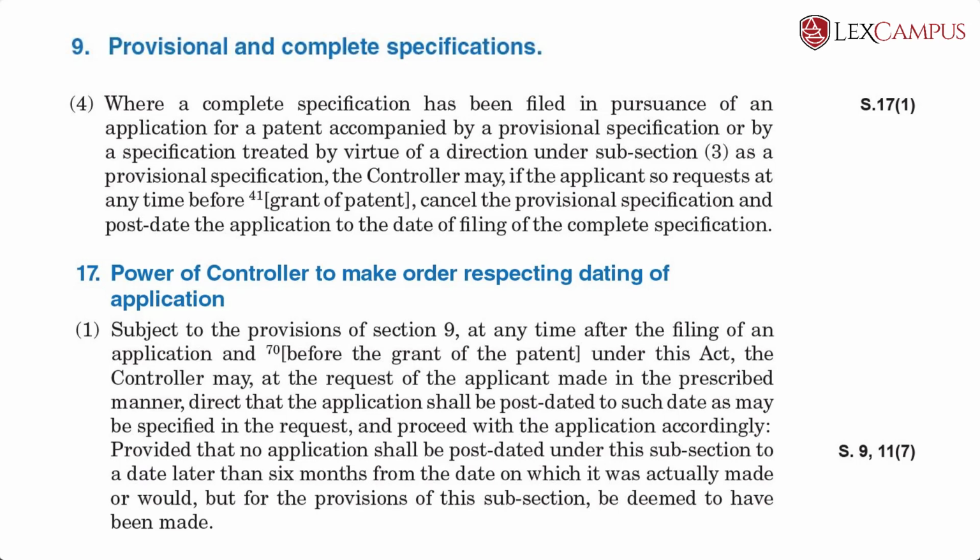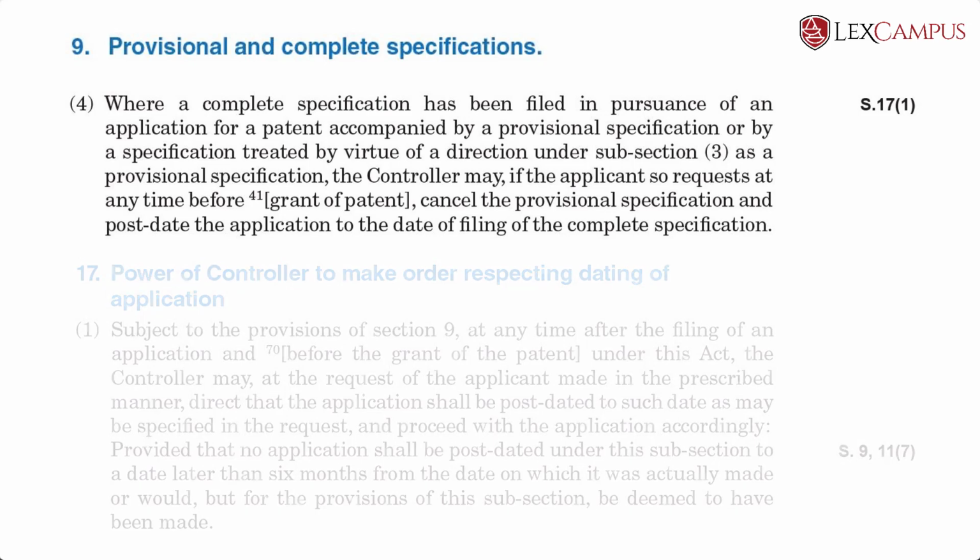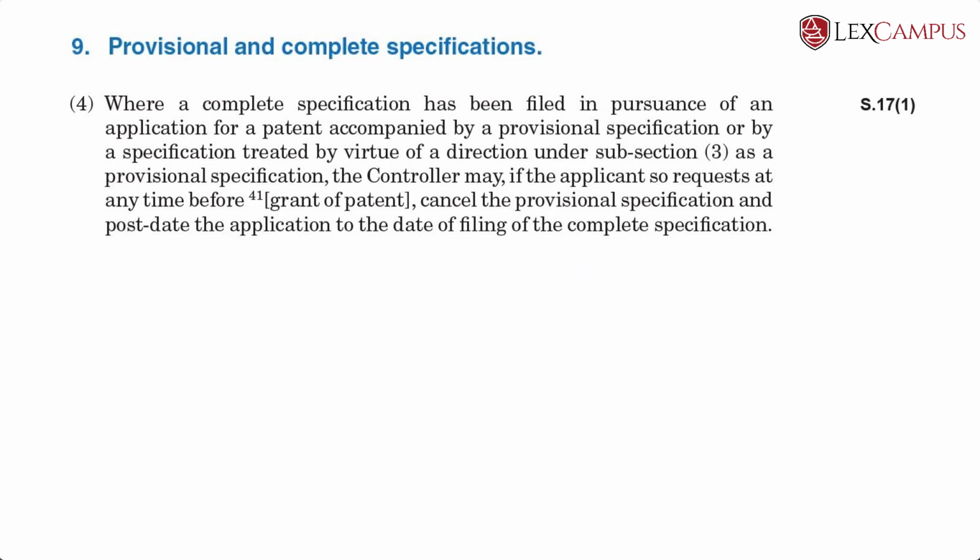With the cancellation of the provisional, the application now has to be post dated. So, the date of priority moves from January 1st to June 1st, which is the date on which the complete was filed. The advantage or the lead time in preserving the priority which the applicant had is now lost because of post dating. So, post dating is done for some very specific reasons. There could be strategic reasons for post dating, but when post dating is done, the applicant loses the priority that he initially claimed through his provisional specification.